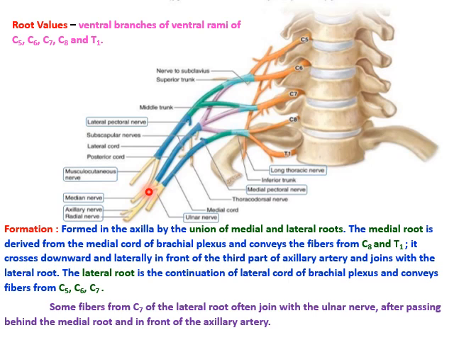Here, a point to be noted is that a few fibers of C7 are carried along the lateral root, and then via the lateral root of the median nerve join with the ulnar nerve after passing behind the medial root and in front of the axillary artery. These C7 fibers, as they join the ulnar nerve, supply exclusively the flexor carpi ulnaris muscle.